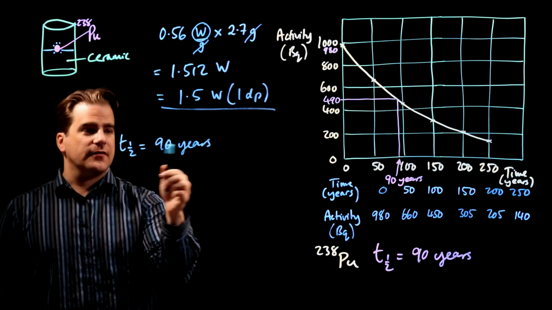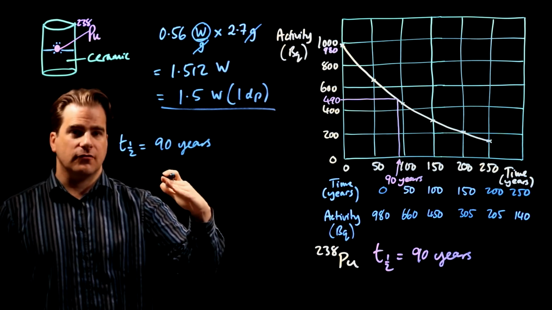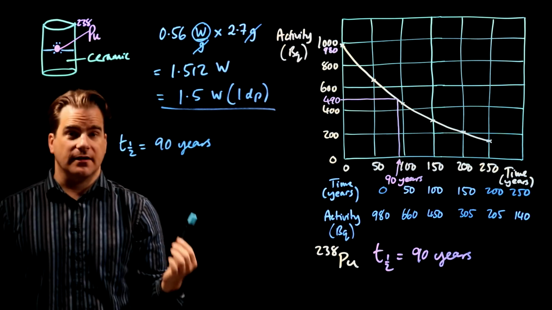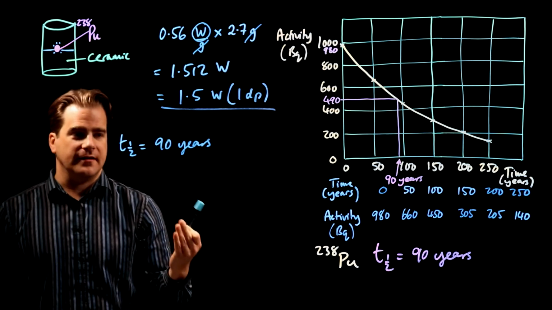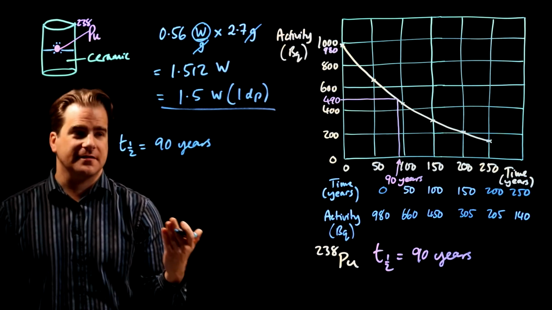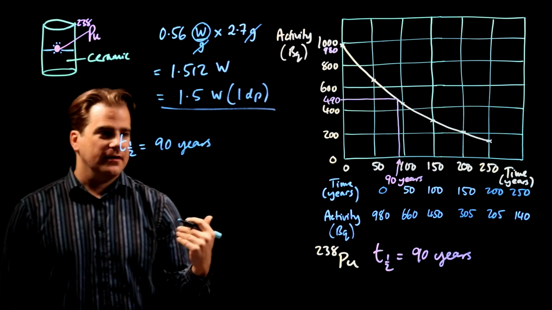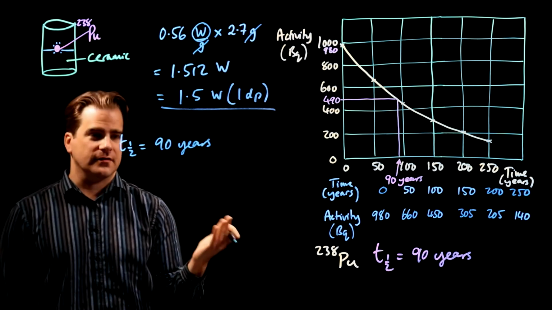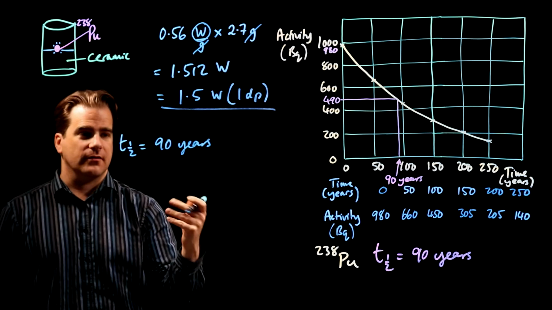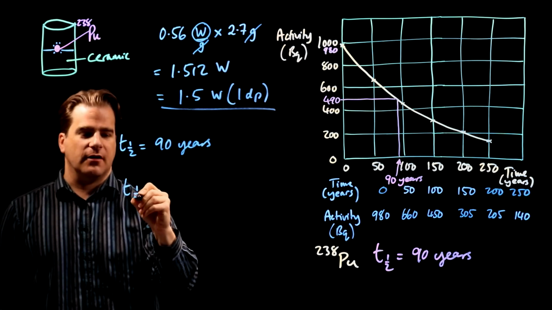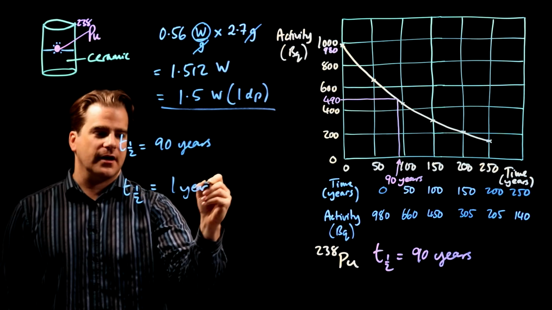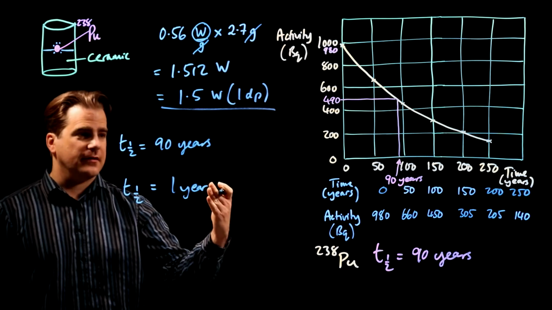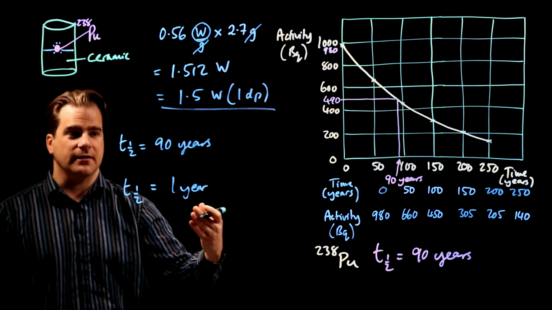So that means after 90 years, its activity has dropped by half. So it's heating up this ceramic block even after 90 years. It's only heating it up half as much, but that's still some energy. So if you chose some other isotope that didn't have as long a half-life, let's say the half-life was 1 year, it says in the question that the Cassini probe took years to reach Saturn. It took many years.